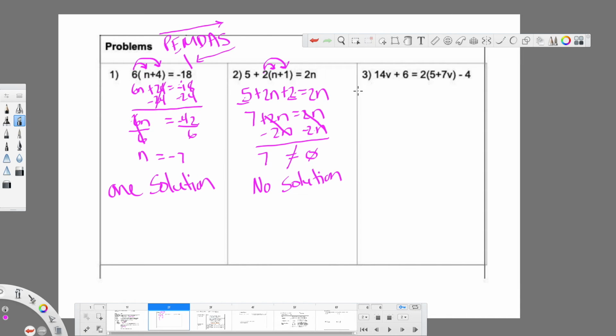All right, let's try the last one here. So we have 5 times 2, because we can't simplify this side, so I'm just going to bring it over. So 5 times 2 is 10, plus 5 times 7v, so that's 14v minus 4. Again, I've dropped the parentheses because I've distributed that 2. I don't need the parentheses anymore. So we can start combining some like terms here. So we have 14v plus 6 equals 10 minus 4 is 6. So we have 6 plus 14v.